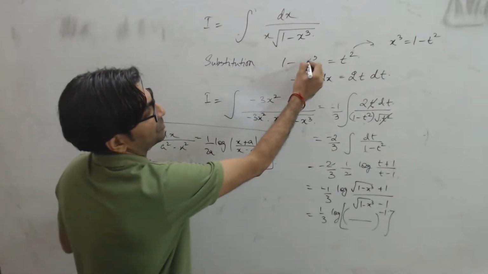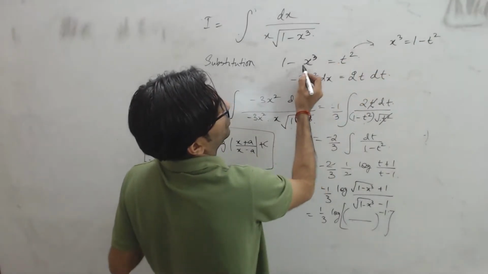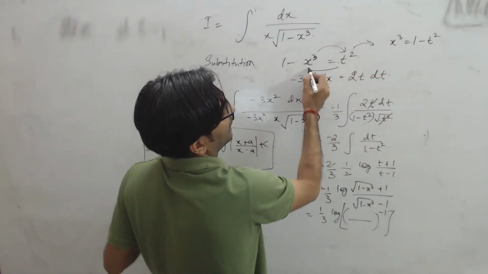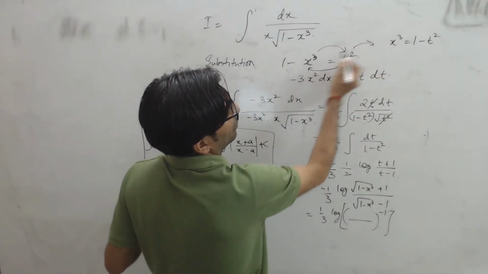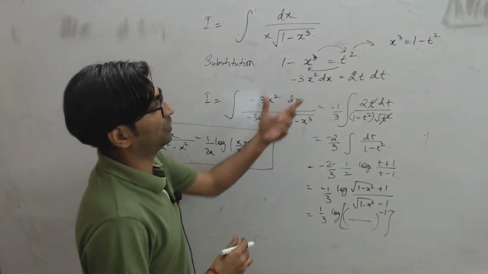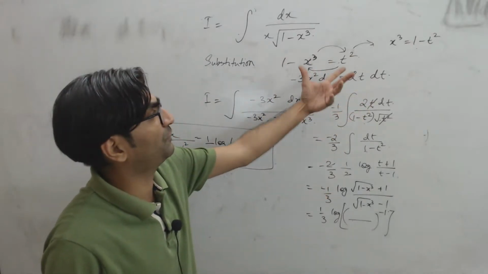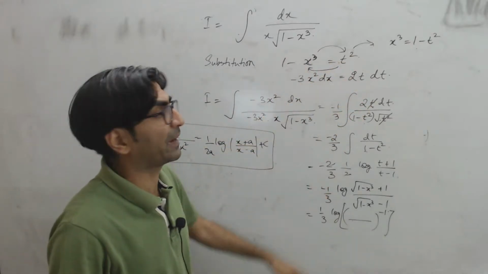So that's the first substitution I did. 1 minus x cube equal to t square means x cube will be equal to, take this on the other side and bring this here, 1 minus t square. That's the substitution I'm making. But usually when you're making a substitution, you also differentiate, right? So you differentiate on both sides with respect to x.